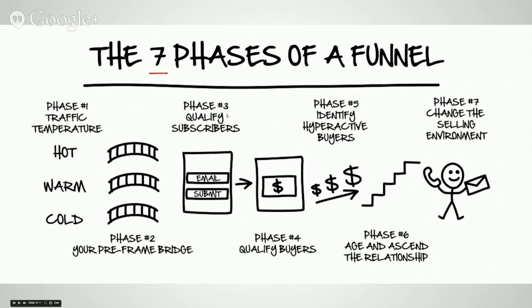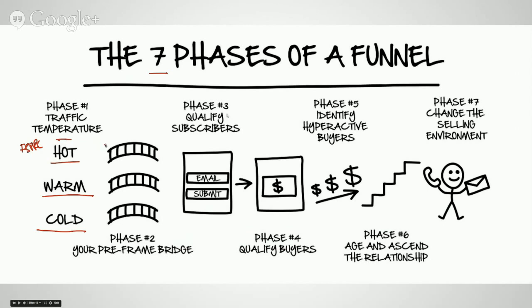So phase one is the traffic temperature. Is your traffic that you're going after hot, warm, or cold? An idea for hot would be a Facebook PPC campaign where, remember we're talking about customer awareness, their awareness level would be a one or a two. They're aware of the problem. They're aware of the solution, and they may even be aware of you. It's just you getting the right ad in front of them.